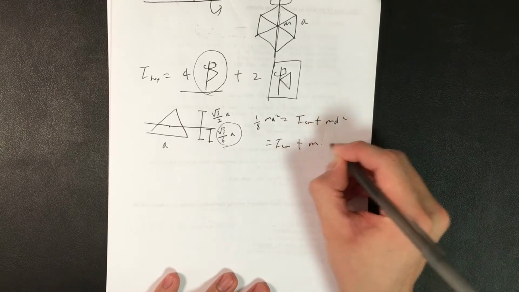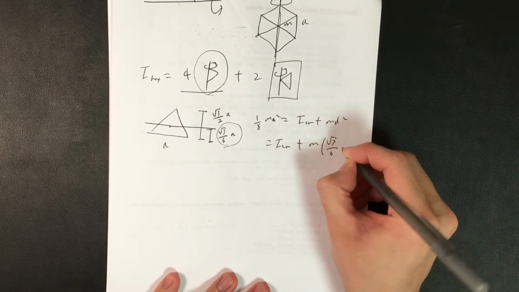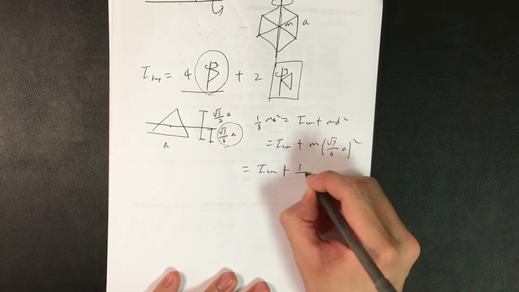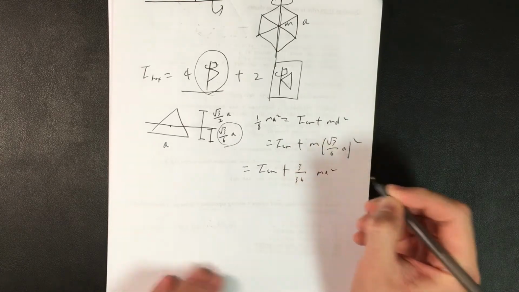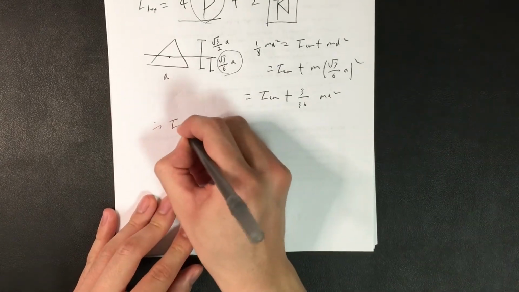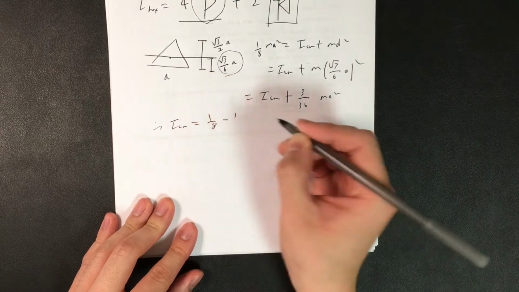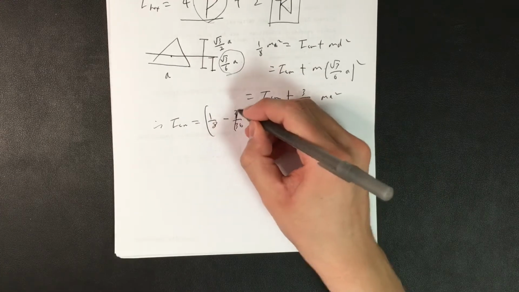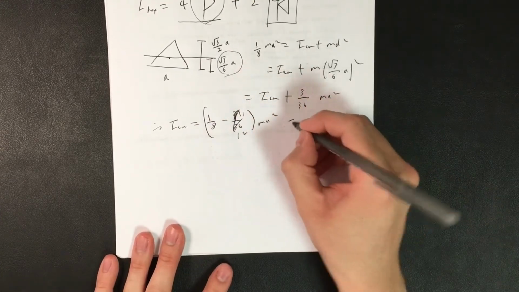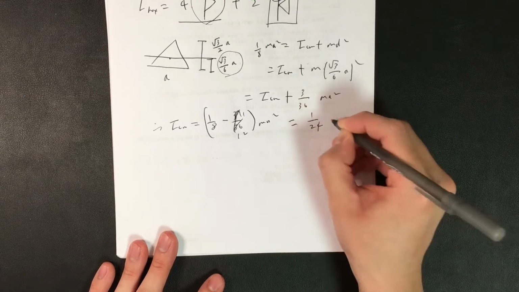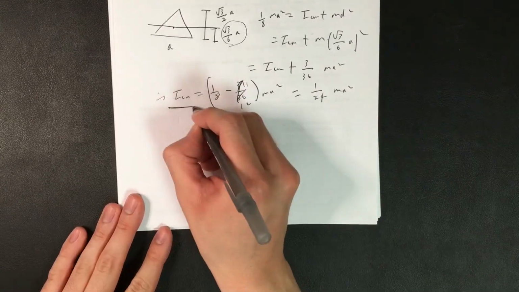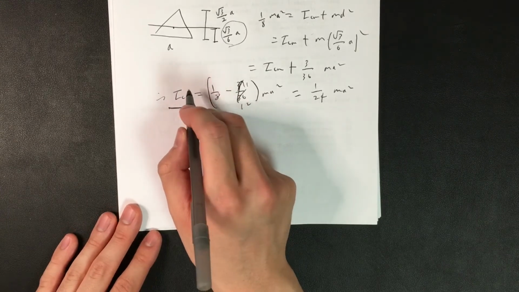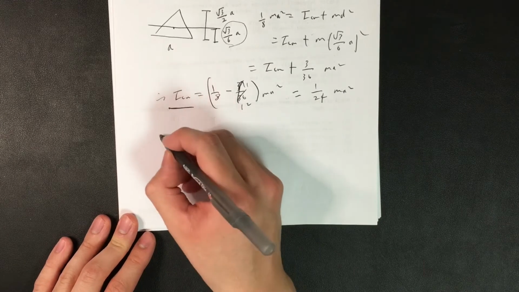So therefore, this is m times square root of 3 over 6 a squared, which is I center of mass plus 3 over 36 ma squared. Solving for I center of mass equals 1/8 minus 3 over 36 ma squared, and since this equals 1/12, this value becomes 1 over 24 ma squared. Now because I got the I center of mass, I can use this again and the parallel axis theorem to get the moment of inertia at the vertex.